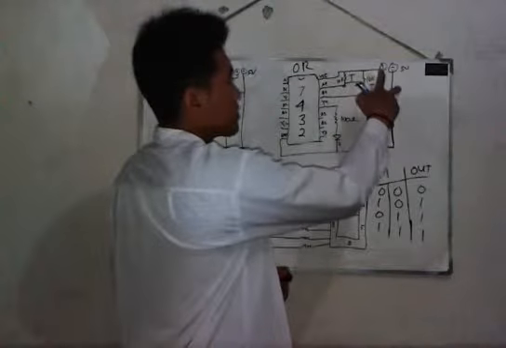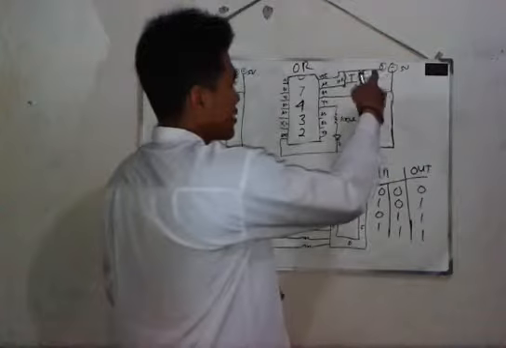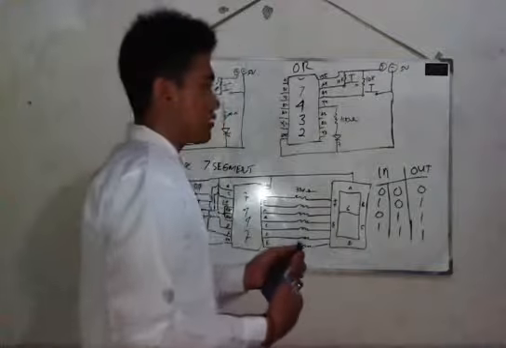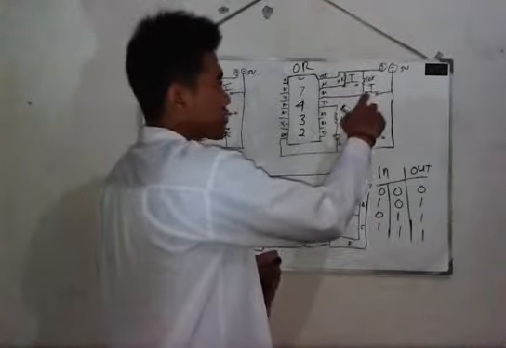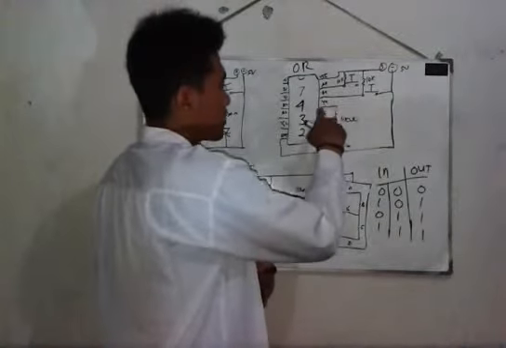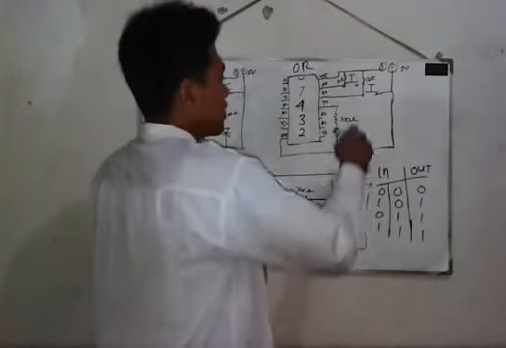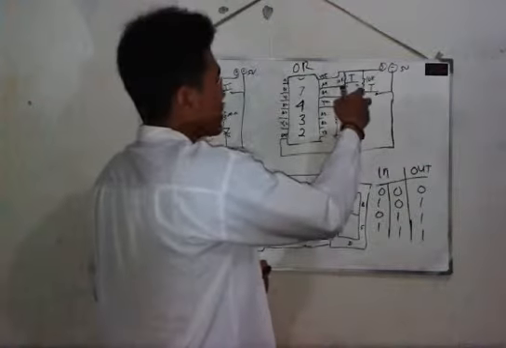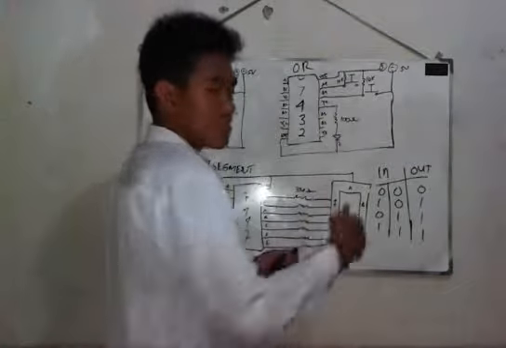Now, in this circuit, if the source gets 5 volts, the input will be 1, 1, the output will be 1, and the light is lightning. If one of the push buttons is pushed, the input will be 1, 0, and then the output will be 1. The light is still lightning. If both push buttons are pushed, the input will be 0, 0, the output will be 0, then the light is not lightning.